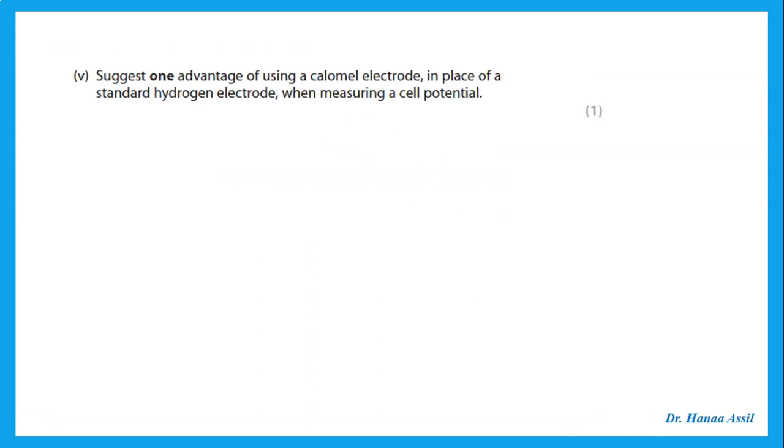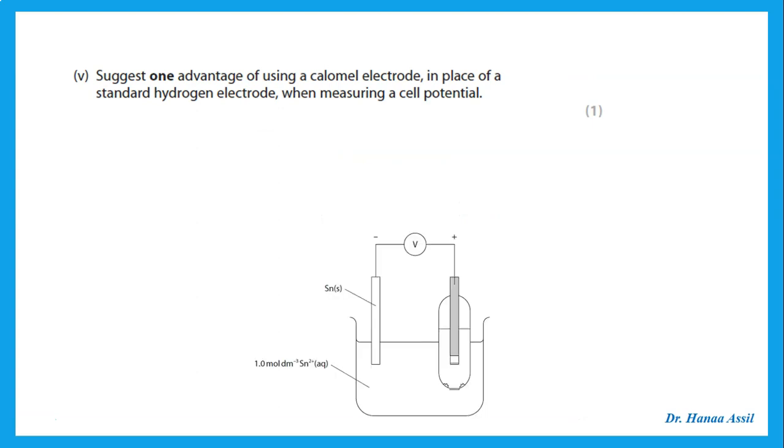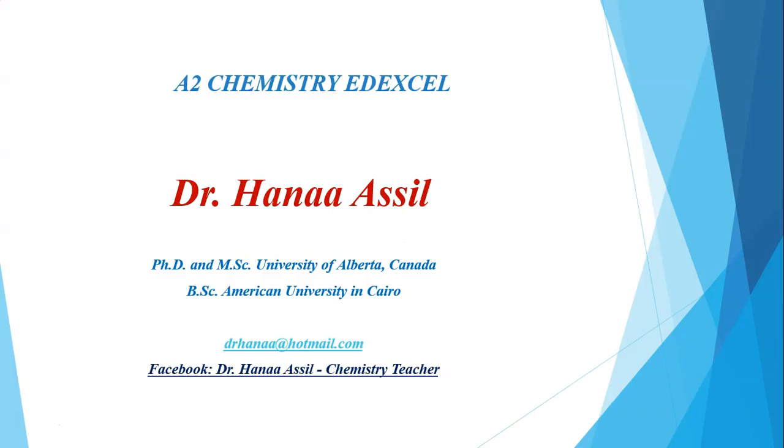So just one advantage of using a calomel electrode. We said this is the use of the calomel electrode. Now, one advantage of using a calomel electrode in place of a standard hydrogen electrode. So what advantage do we have using the calomel? Obviously, you can see that we did not need a salt bridge. We don't have two half cells. The calomel is one thing, and then we connect it directly to the other half cell, so we do not need a salt bridge.